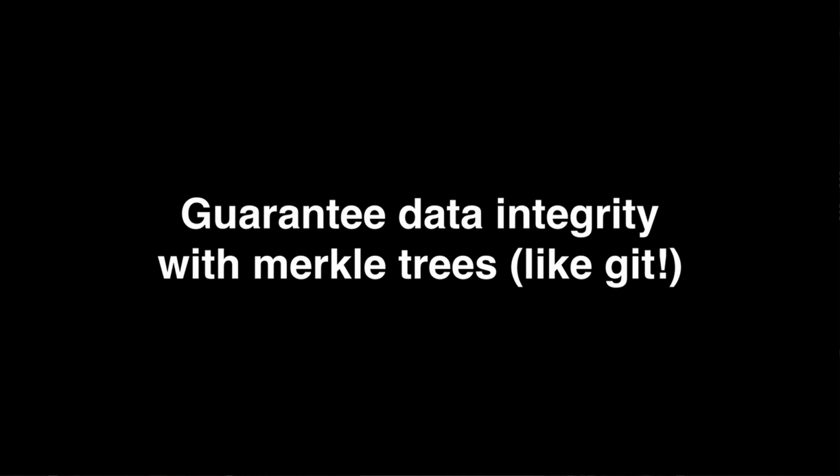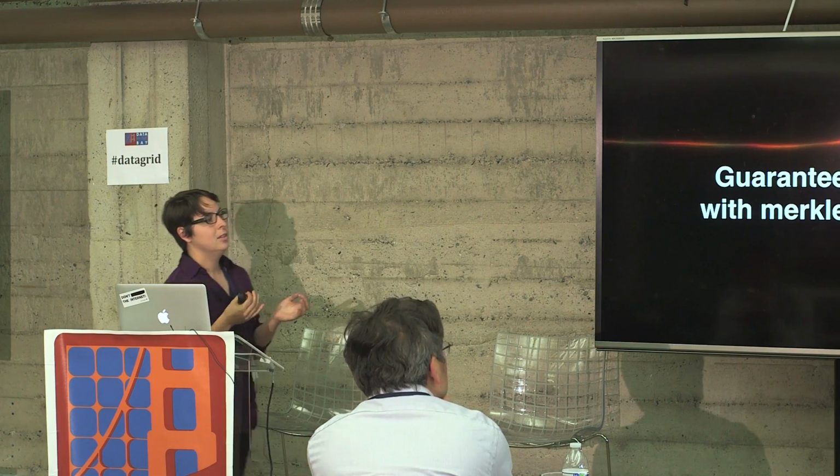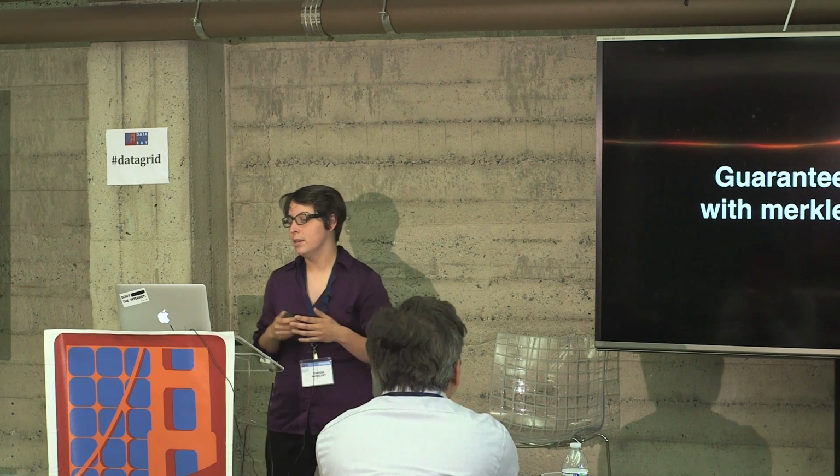And then the second thing that we do that is really cool is we guarantee data integrity with Merkle trees. So it's just like Git or blockchains. I said the word blockchains. Guarantee data integrity with a decentralized model.